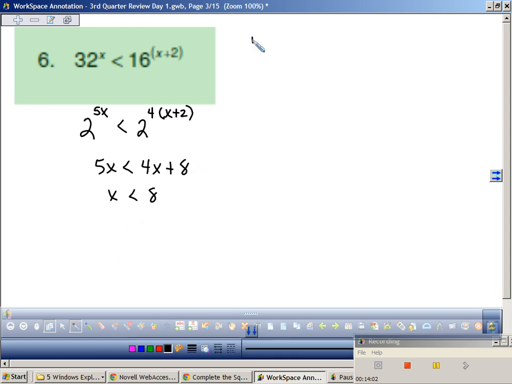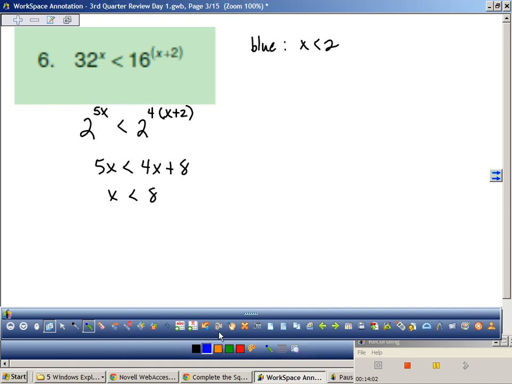And the blue answer is, x is less than 2. Oh, because we just did that one? No, that can't be right. Yes, x is less than 2. Put that one in blue.